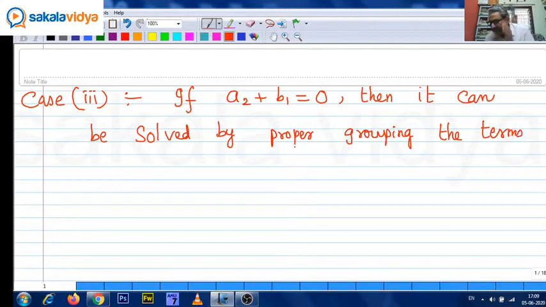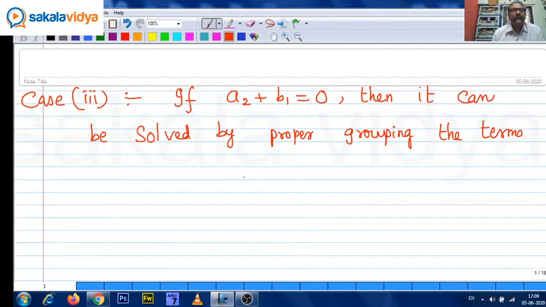That means you remember a1 by a2 does not equal b1 by b2, one condition. a1 by a2 equals b1 by b2, another. So the other condition is a2 plus b1 equal to 0. Then we need proper grouping, then we need to integrate it. We get the answer. That will be an easy method.